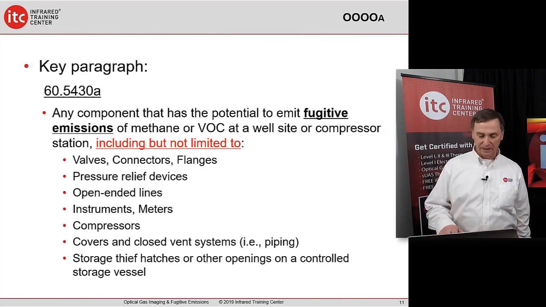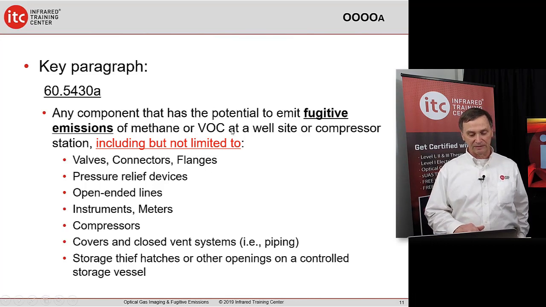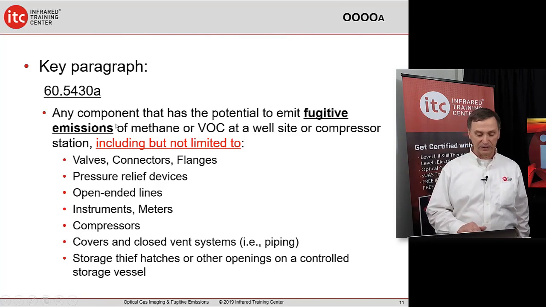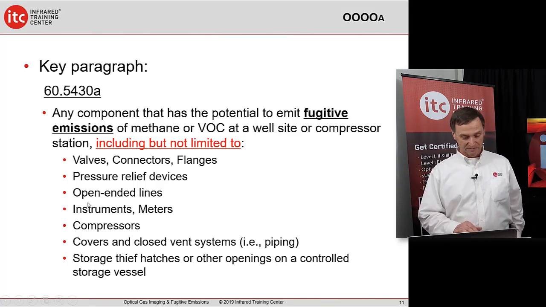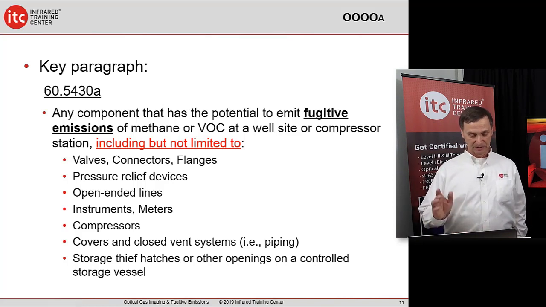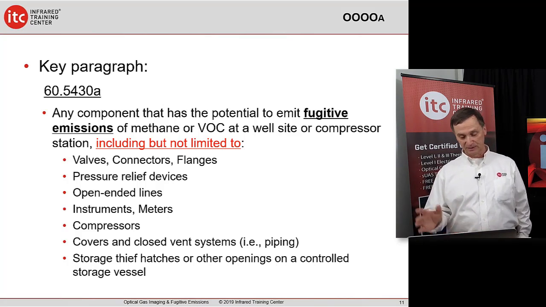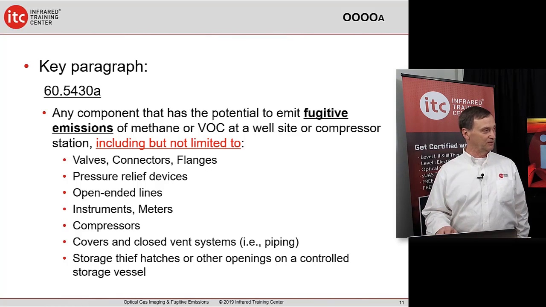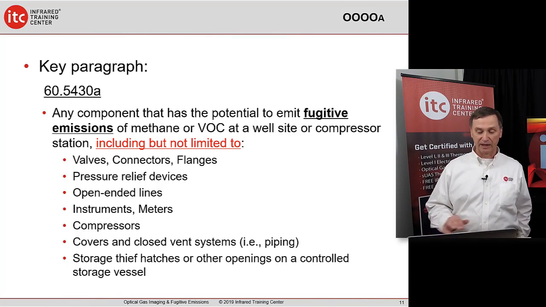But I pulled out a couple of key paragraphs. And this is 60.5430a. Any component that has a potential to emit fugitive emissions of methane or VOC at a well site, a compressor station, including but not limited to, and they list pretty much everything here, from valves, connections, flanges, pressure relief devices, lines, instruments, meters, compressors, covers. I mean, they throw the whole ball of wax. So basically, you have to look at everything and come up with a plan on how to do that.